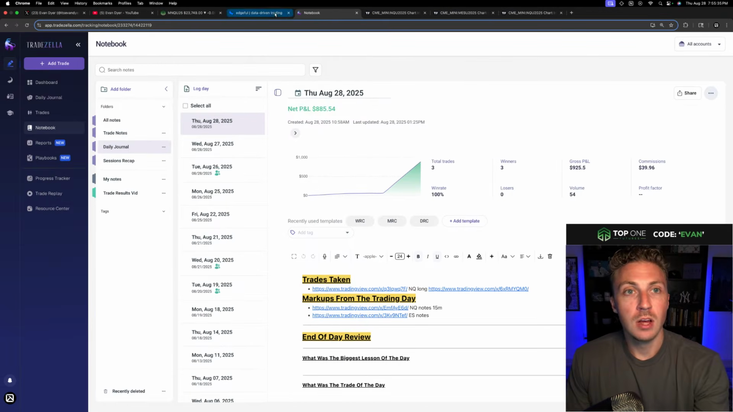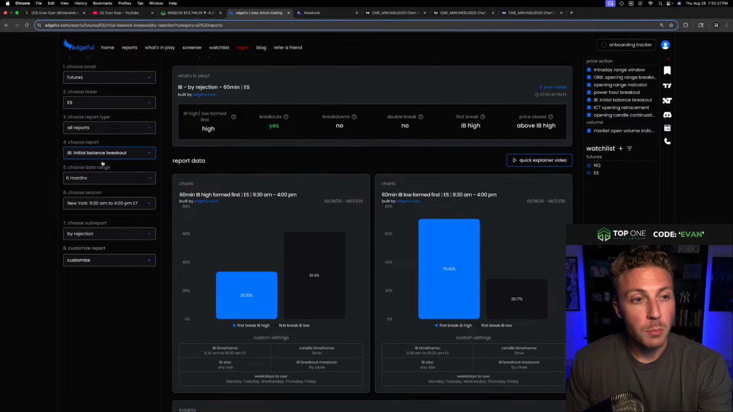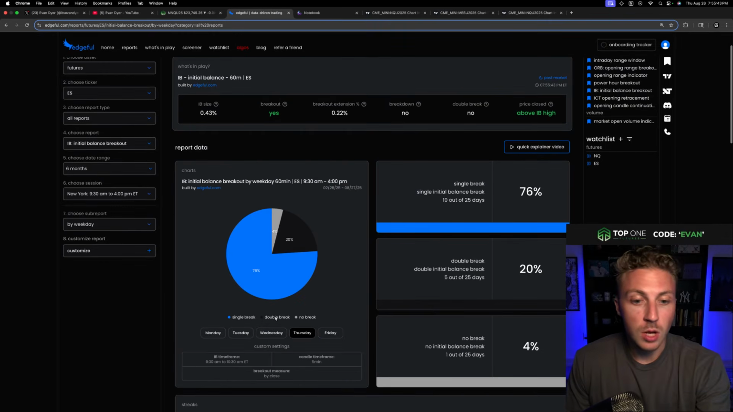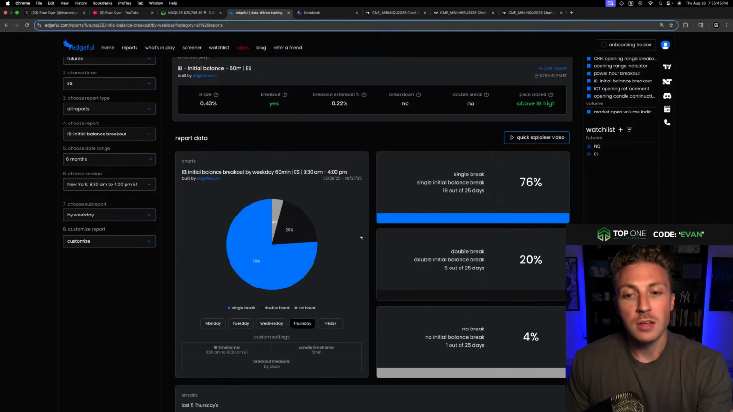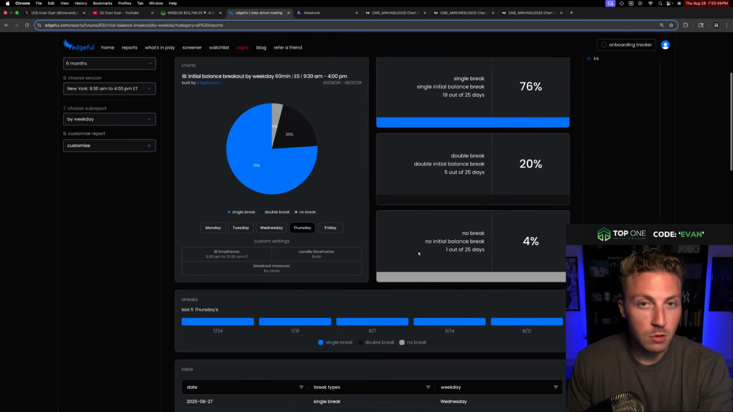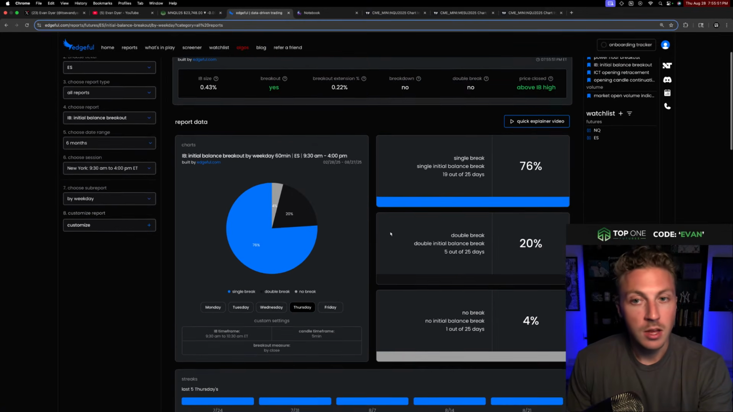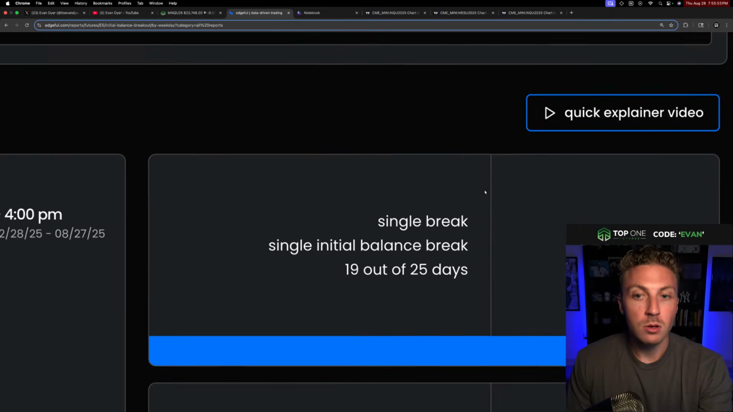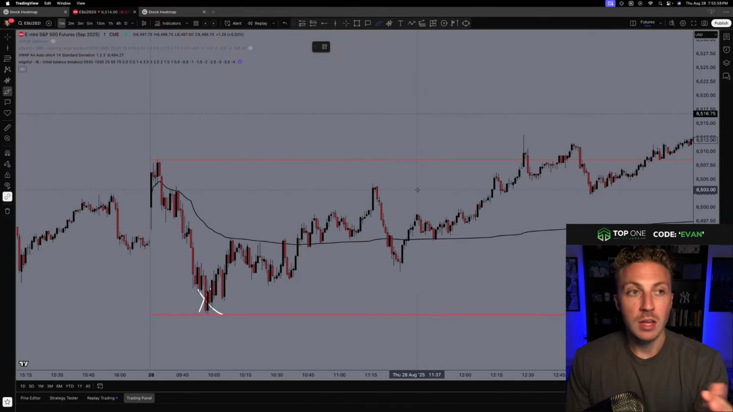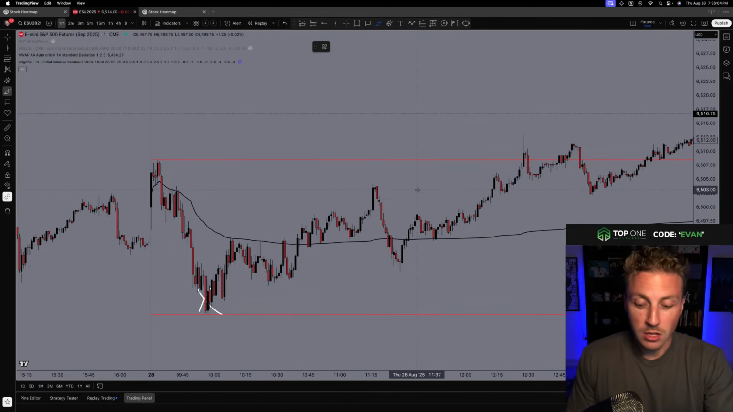For that, we can go over here to Edgeful and check out the initial balance report. Let's change this to by weekday, and you'll see the chances of a single break versus double break. Today on a Thursday, the odds that there's no break, right? 4%. So it's very rare that we just stay stuck in here. But you can also look at the odds of a single break are 76%. So with that information now, ES still hasn't broken. So we know it's going to go pop one way or another. Some might say short, some might say long.